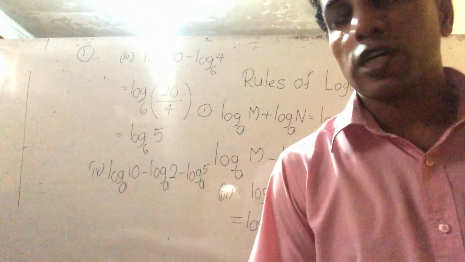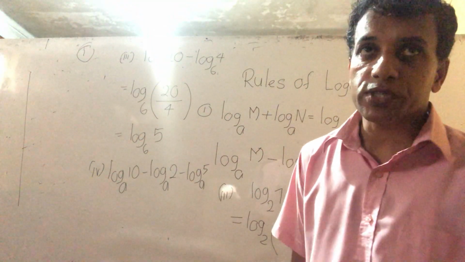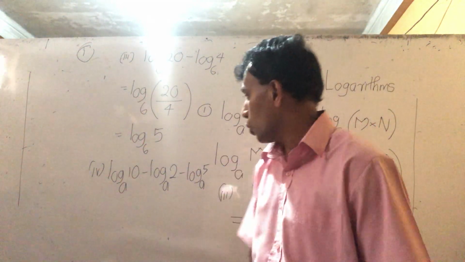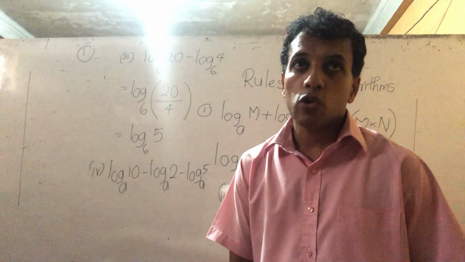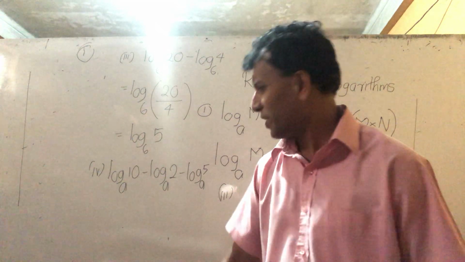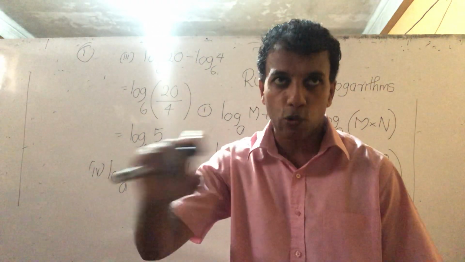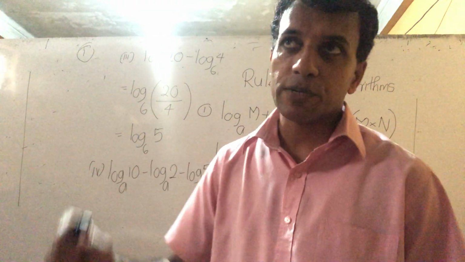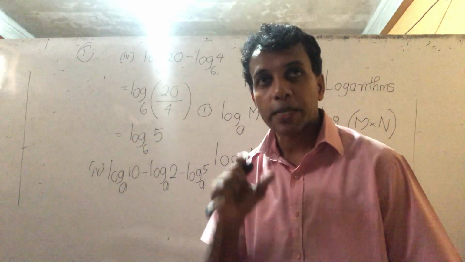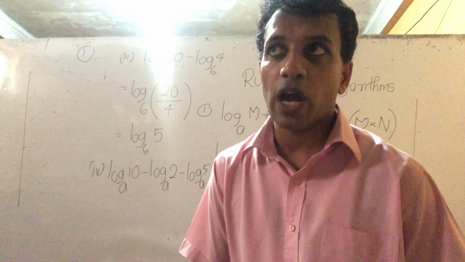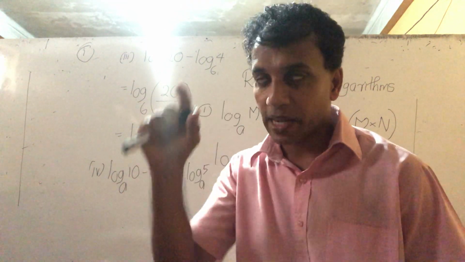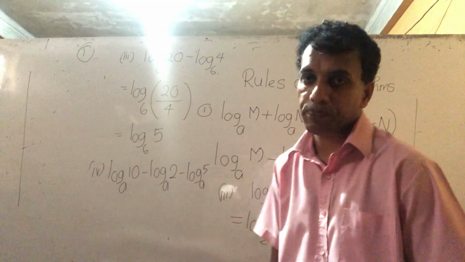Try the next question, the third problem. Logarithm 10, logarithm 2, logarithm 5. All the bases are the same. Whatever it is, the base should be the same value, or any algebraic terms. Here all are A. So simplify, and they ask you to give the answer in logarithm form. Final answer in log form.